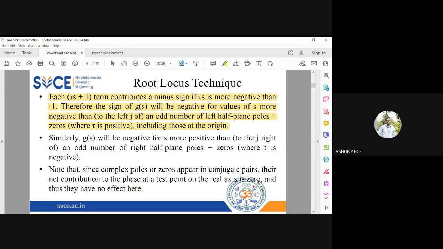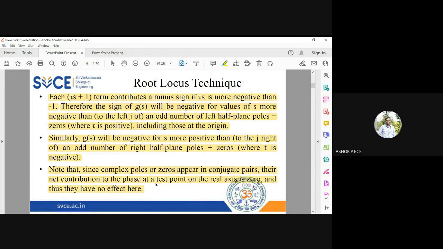So g of s will be negative for s more than an odd number of poles and zeros. If there are an odd number of poles and zeros, g of s will be negative, and it will be on the negative side of the real axis. If there are an even number of poles and zeros, then g of s will be positive, and it will be on the positive side of the real axis.